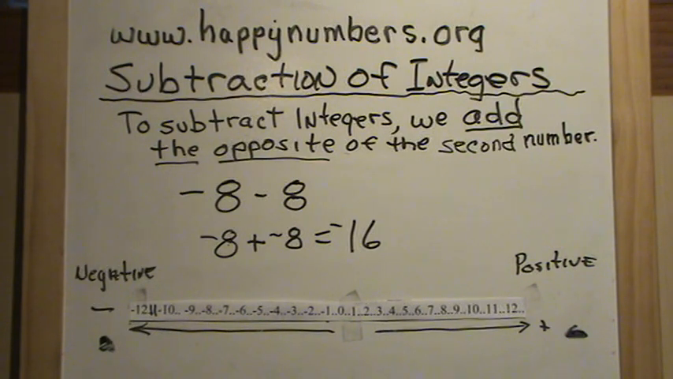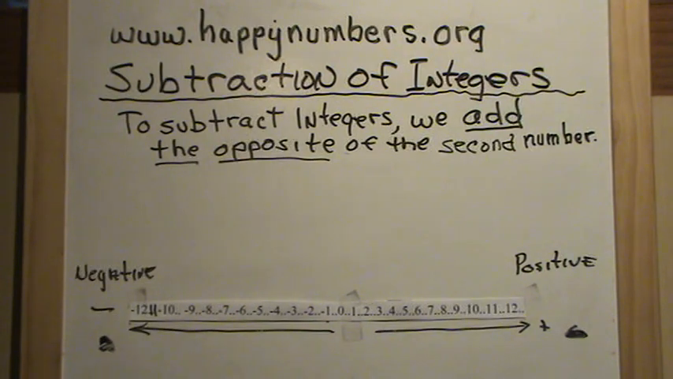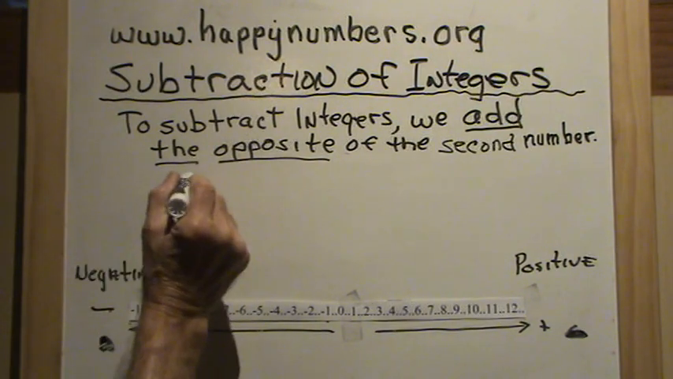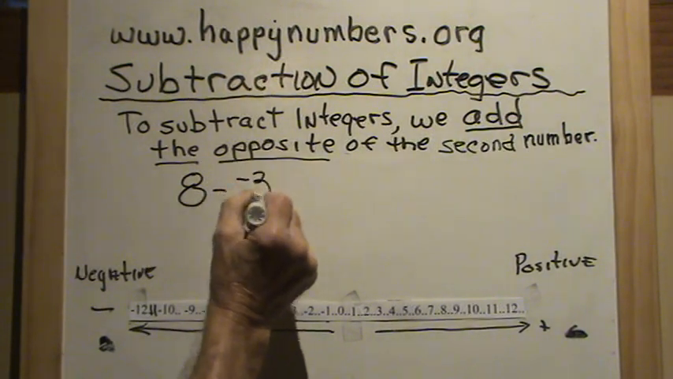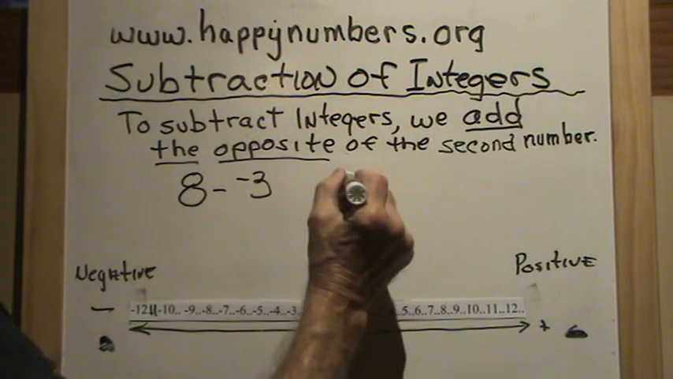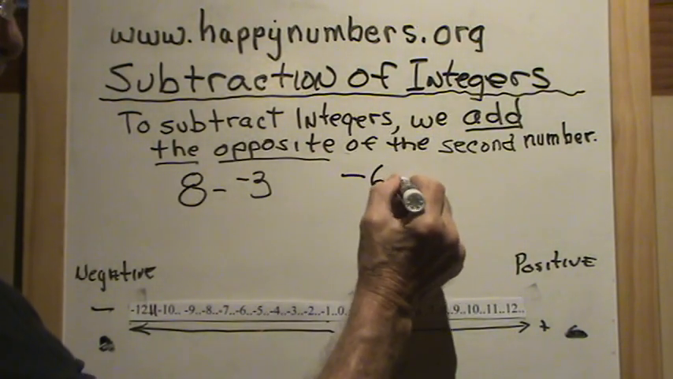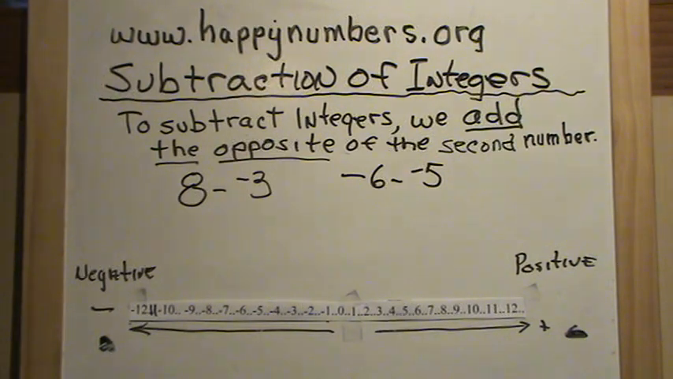Well, let me put some problems up for you to work. Let's give you 8 minus a negative 3, and we'll give you negative 6 minus negative 5. Okay, work those two problems, put the video on pause, work those two problems, and then we'll go over them.